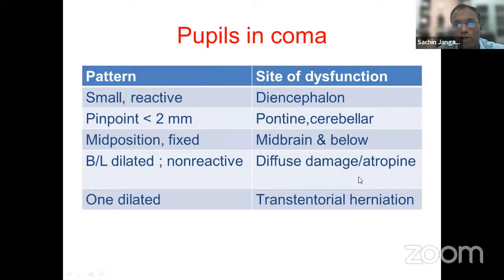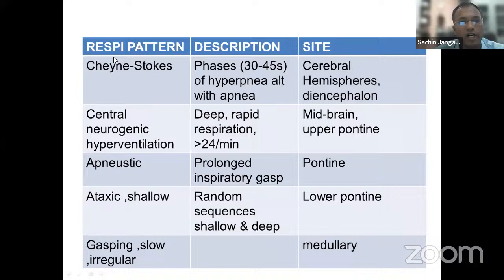There is a respiratory pattern which can point toward the specific lesion. Cheyne-Stokes breathing, which has phases of hyperpnea alternating with apnea, is seen in diencephalon injury or cerebral hemisphere injury. If central neurogenic hyperventilation is seen, then the lesion is in the midbrain and upper pons. Apneustic breathing is seen in the pontine region. Ataxic shallow breathing is seen in the lower pontine region. Gasping slow breathing is seen in the medullary region.